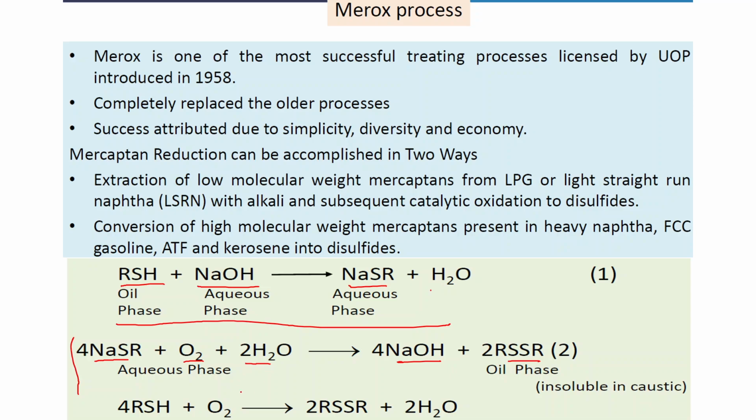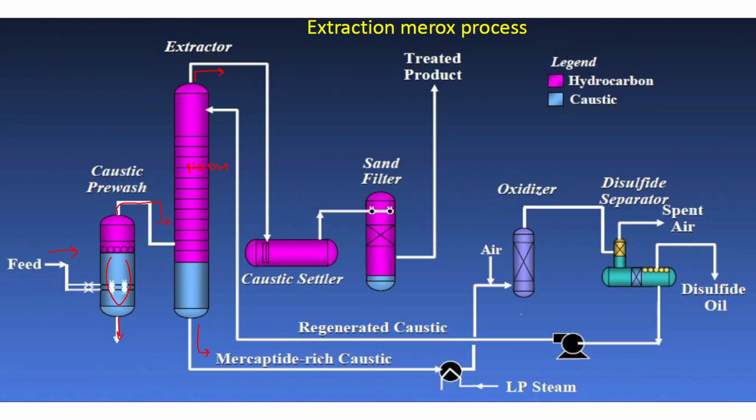In this third step, oxidation takes place to convert the mercaptide-rich caustic to disulfides. After oxidation, the product goes to the disulfide separator, where any spent or excess air is released from above. In this separator there will be two phases, the aqueous phase and the oil phase. The disulfide, which is the oil phase, is extracted from above, and the aqueous phase consisting of regenerated NaOH is taken back to the extractor, where it is used again for caustic washing.